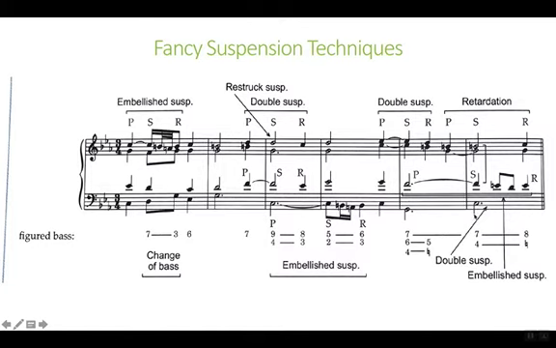So this is the same exercise. It's the same chords, basically. It's just that now he's made everything more fancy. So let's look at all the things, and thankfully he labeled all these for us. So up here we have an embellished suspension. So the C, B, C is what we originally had.